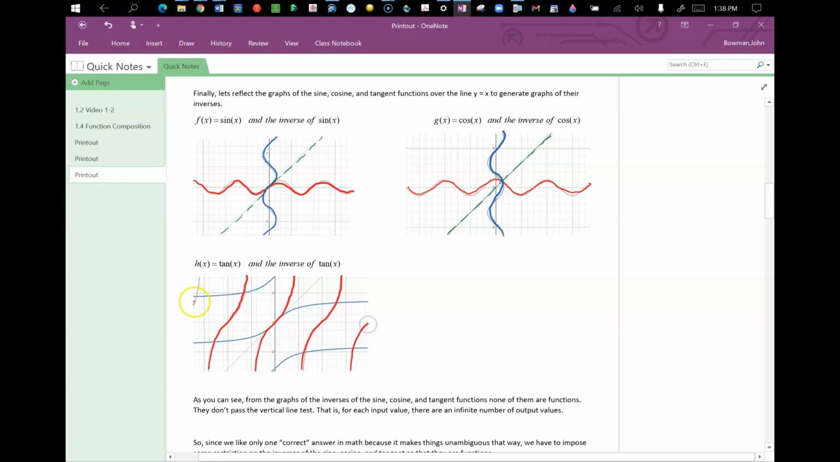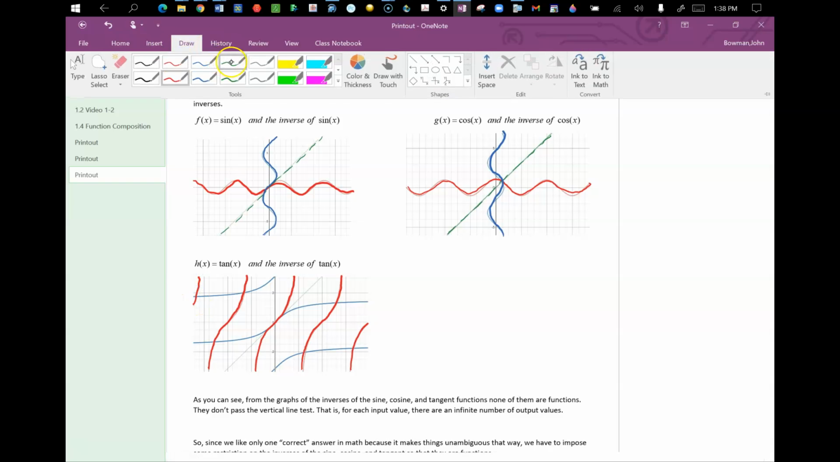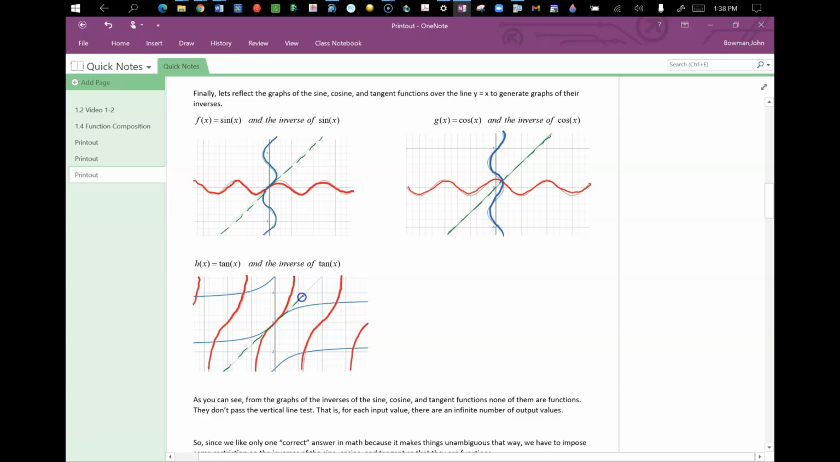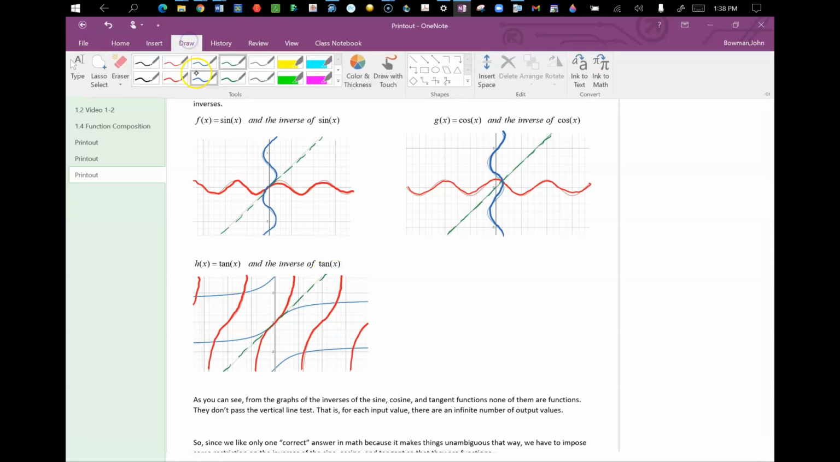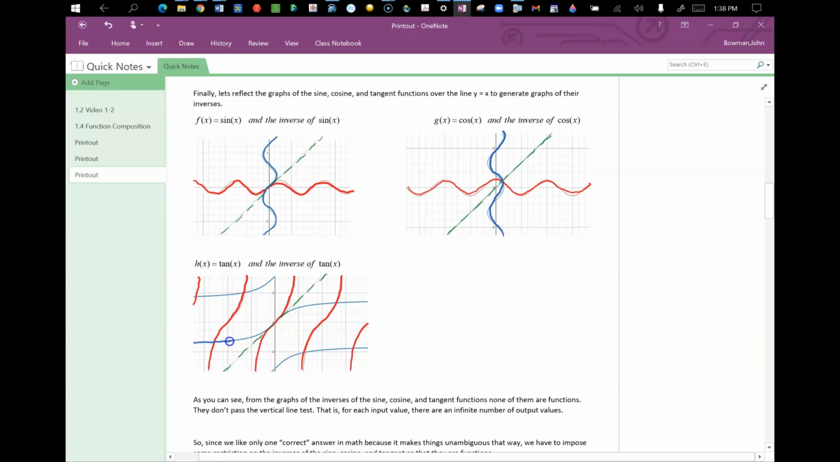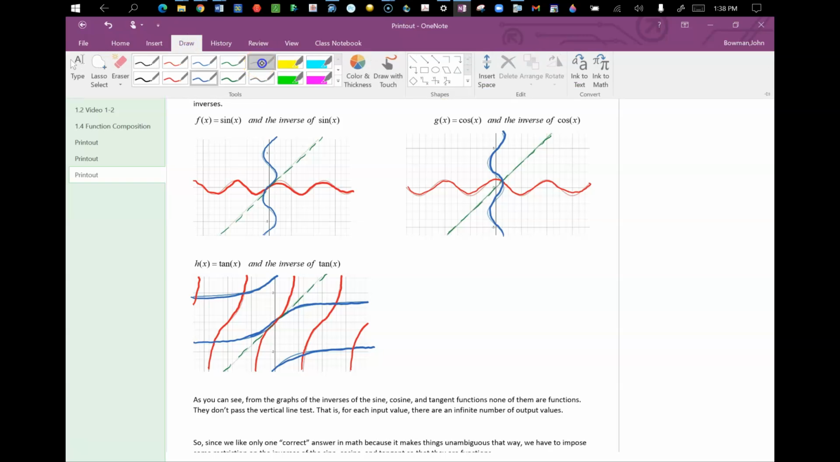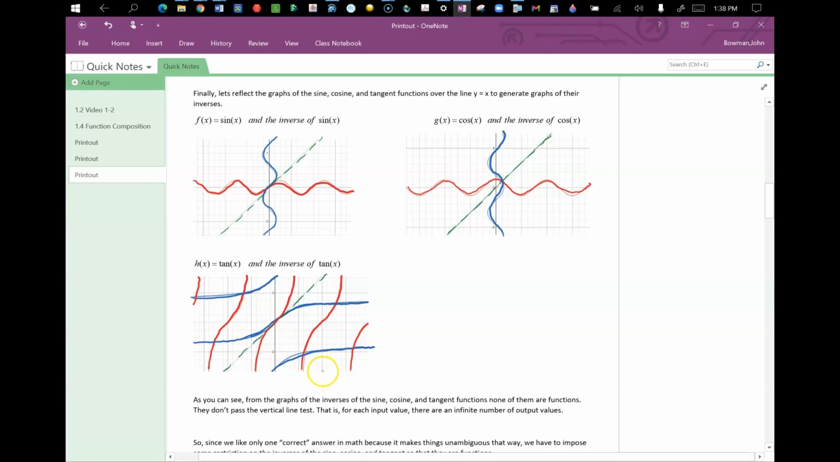And we draw in the line y equals x, and we reflect over the line y equals x, and we get all these blue graphs here, which are the inverses of the tangent. But again, you can see that it does not pass the vertical line test. So if you were to put in a particular tangent ratio, you would get out more than one possible angle, which is what we saw above.